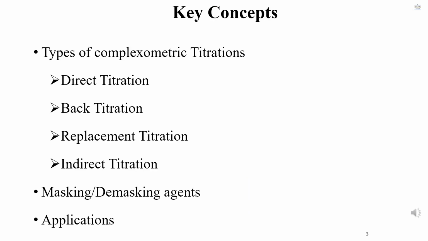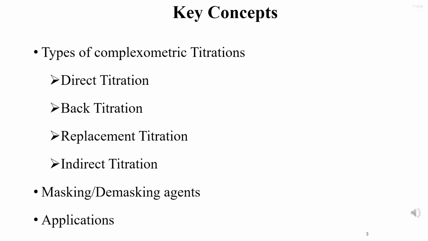Our topic of discussion was complexometric titration. In complexometric titration, we discussed the introduction, basic concepts, then principle. Then we discussed types of complexometric titration that involve direct titration, back titration, replacement titration, and indirect titration. Then we discussed masking and demasking agents, and then the application of complexometric titrations.